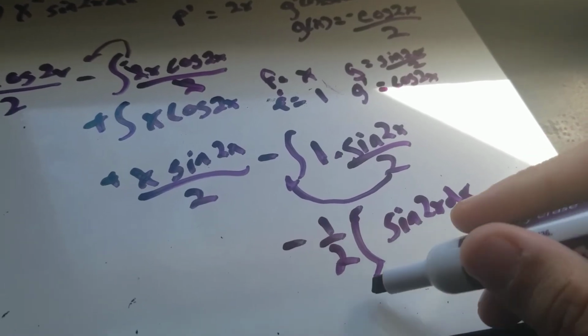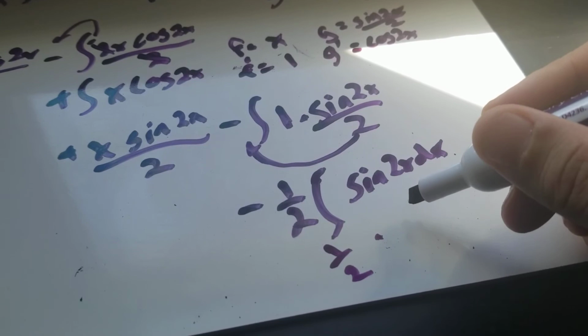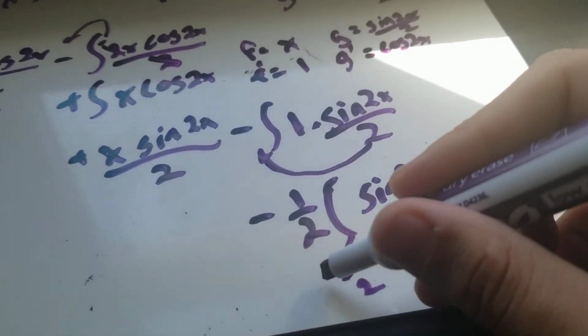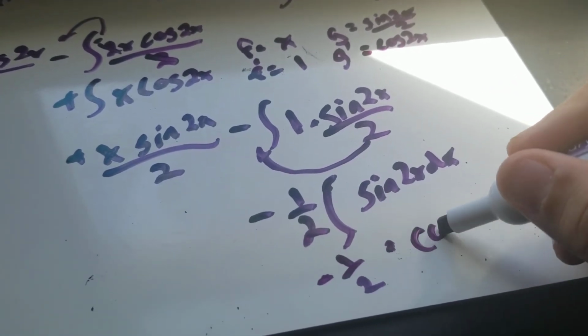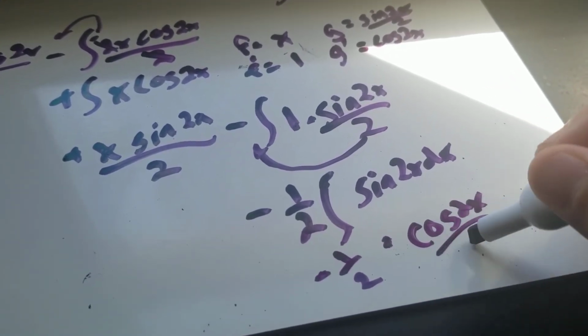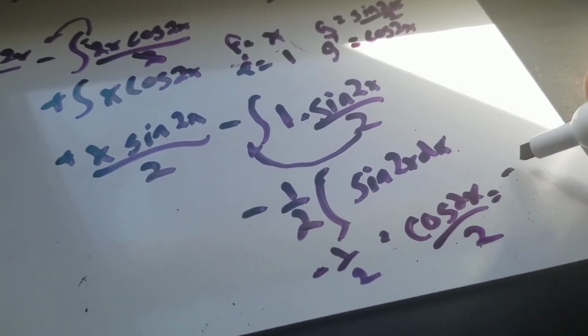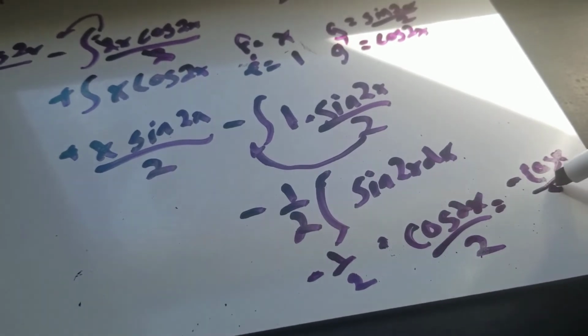Rewrite that. That's going to be 1/2 times, this is sine, so the antiderivative is negative, cosine 2x over 2. And then that will combine into negative cosine 2x over 4.